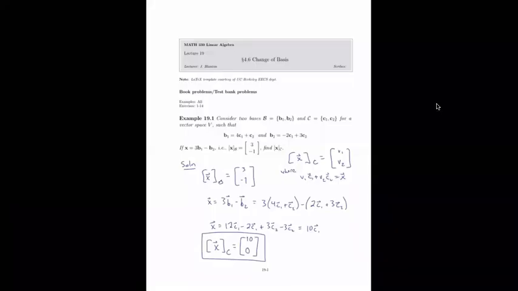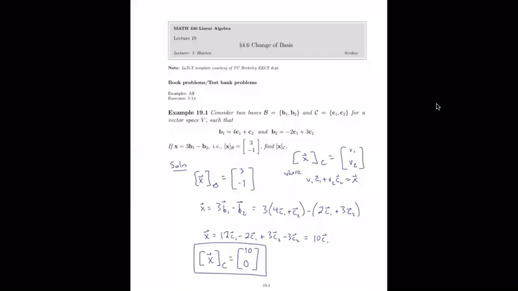Section 4.6 is change of bases. So we talked about basis coordinates for a given vector relative to another basis. And now if we're in two general bases, say in our first example here, we have a basis B1 and B2, and then a basis C containing vectors C1 and C2, each of which is a basis for a vector space V.